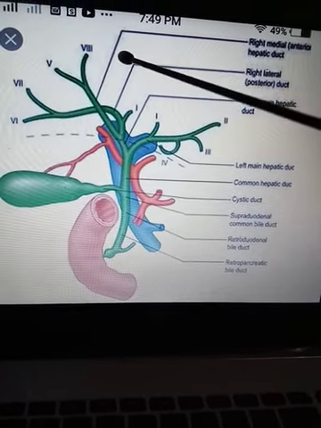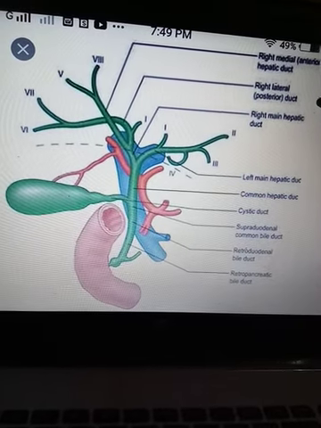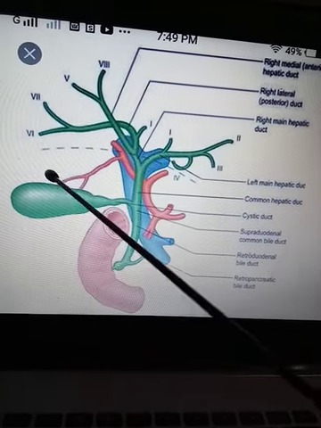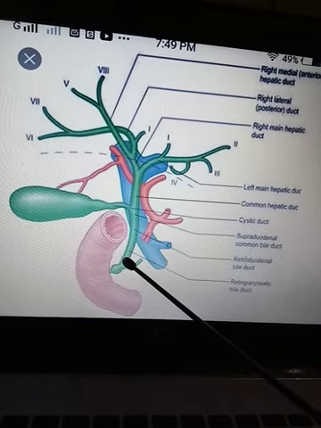These structures get the bile from the liver and take the bile to the gallbladder for storage, and from the gallbladder to the duodenum.